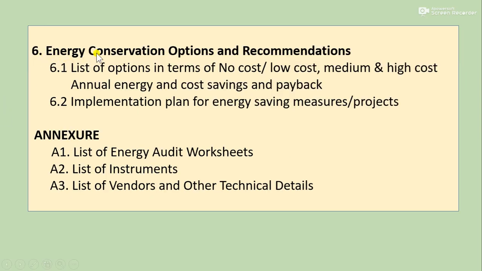Point number 6 is about energy conservation options and recommendations. This is the outcome of the energy audit, which consists of a list of options in terms of no cost, low cost, medium and high cost. It also includes annual energy and cost saving and payback period. Then the implementation plan for energy saving measures. At the last, the report includes an annexure, which consists of different worksheets as far as calculation of the energy audit is concerned, then list of instruments, list of vendors and other technical details.